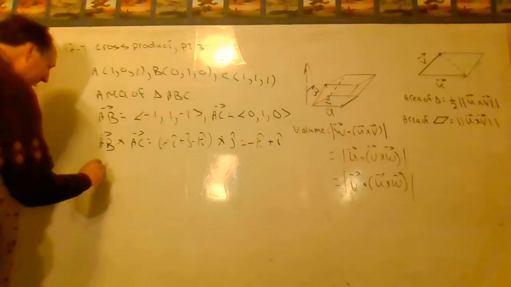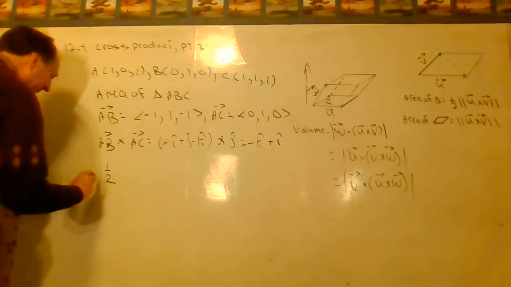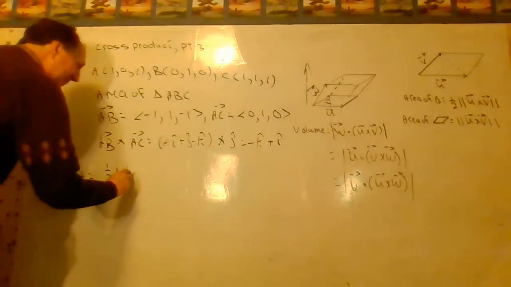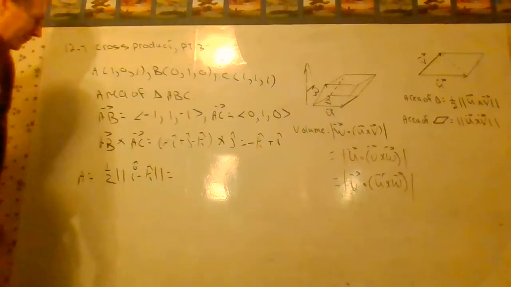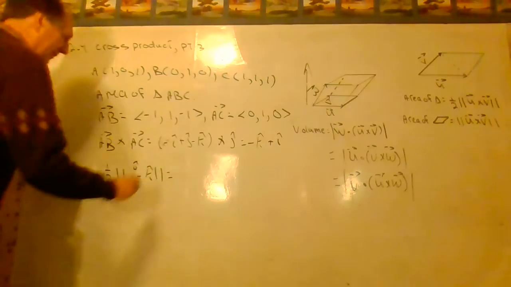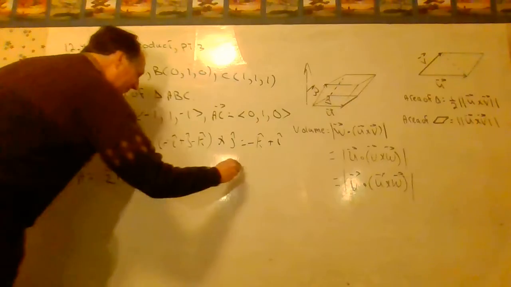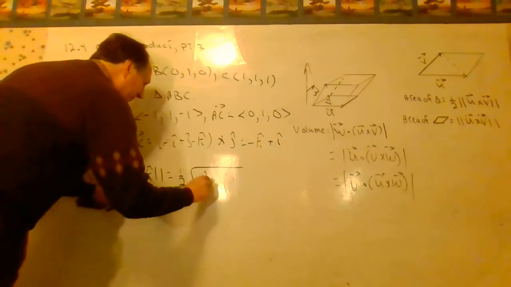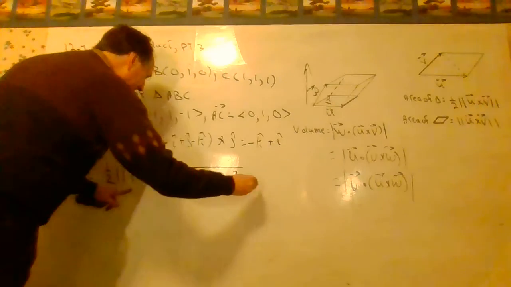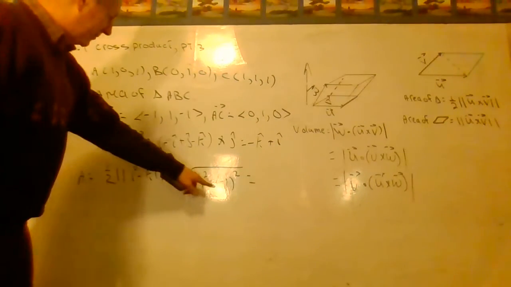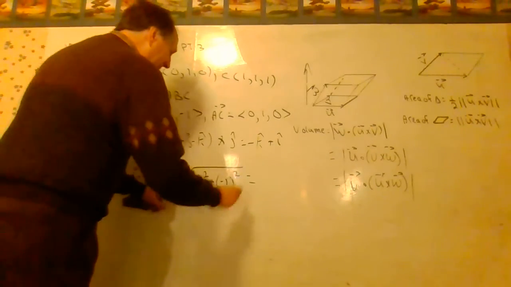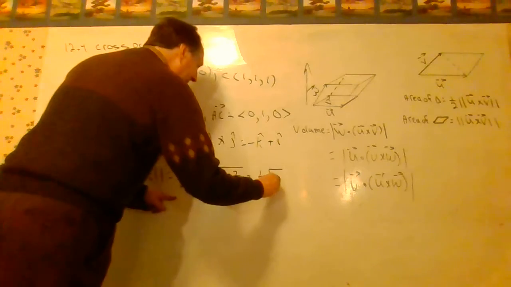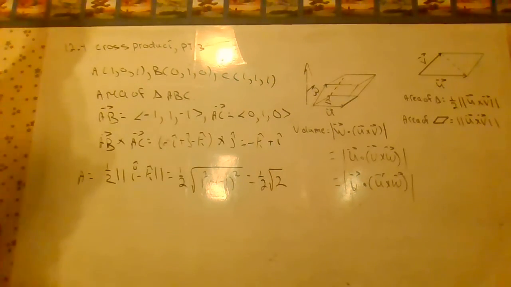And so the area is 1/2 the magnitude of i minus k. It's 1/2 the magnitude of this vector here, which is 1/2 square root of 1 squared plus negative 1 squared. The j component contributes 0. You can put 0 squared if you really care to. And that's square root of 2, 1/2 square root of 2.